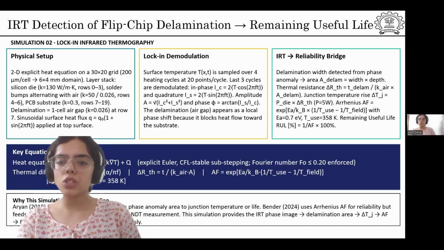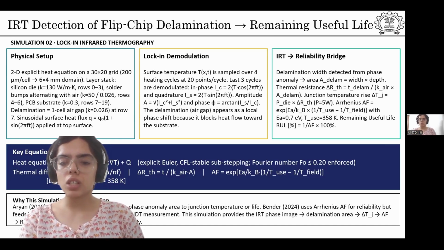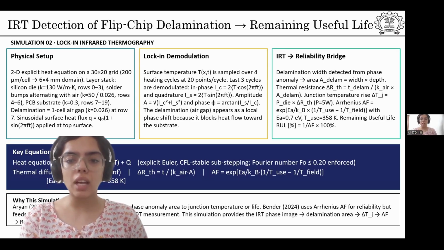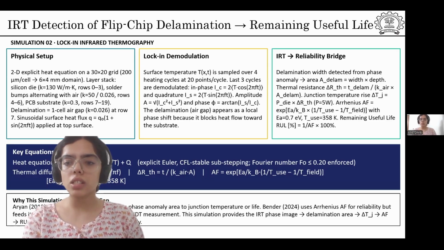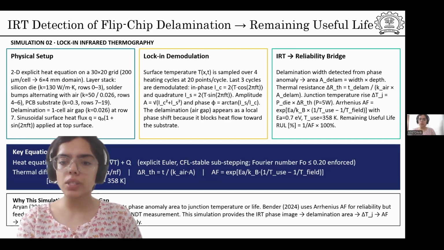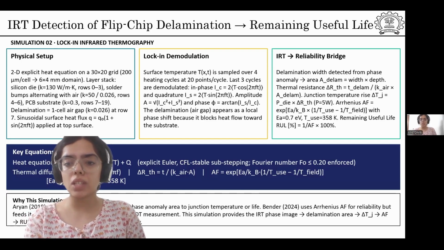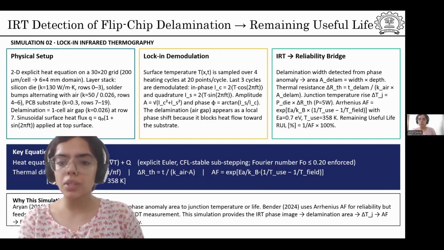The reliability bridge on the right, and this is the 3-step chain. Delamination width detected from the phase anomaly gives us the delamination area. Thermal resistance delta Rth equals the delamination thickness divided by K times area. Junction temperature rise is power times thermal resistance with 5 watts of power.